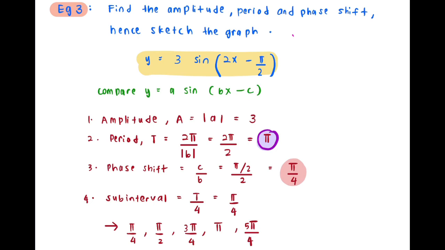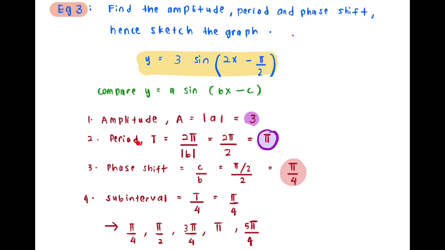So first of all, we can see the amplitude. Amplitude is modulus A. So this is the value of A here. Okay, your A is equal to 3. Therefore, let's take note when we want to graph later on. The highest height of the graph should be 3. The lowest one should be negative 3. So we are done with amplitude.